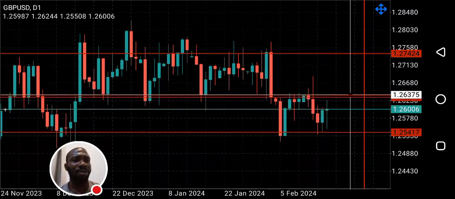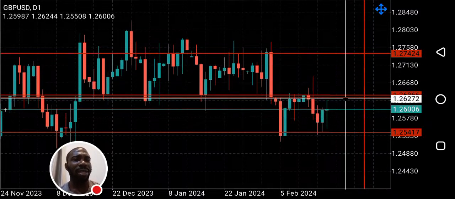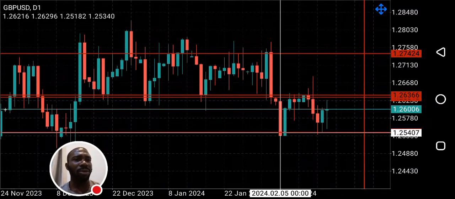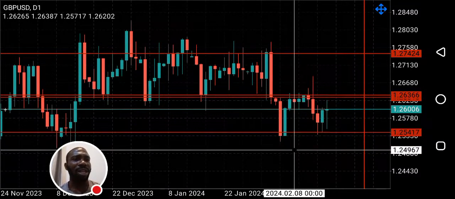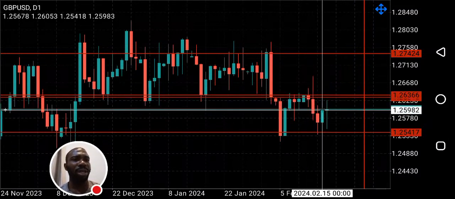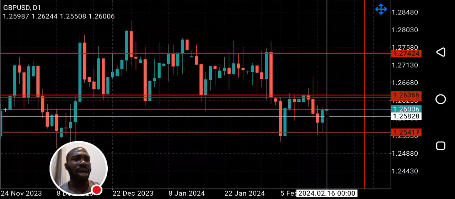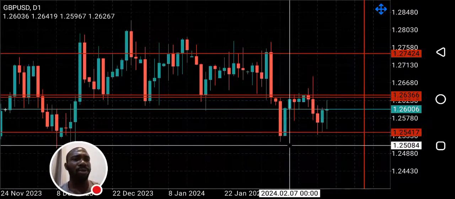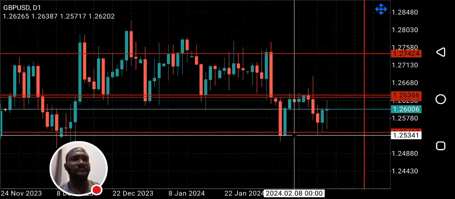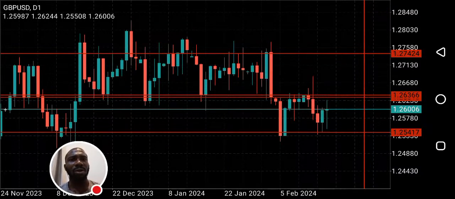If a 4-hour candle closes above this level, I want to buy, and if a 4-hour closes below this support, I want to sell. And if I'm selling below this support, my stop loss will be around this zone. And if I'm buying above this zone, my stop loss will be at this support area. That is my take on GBP USD.